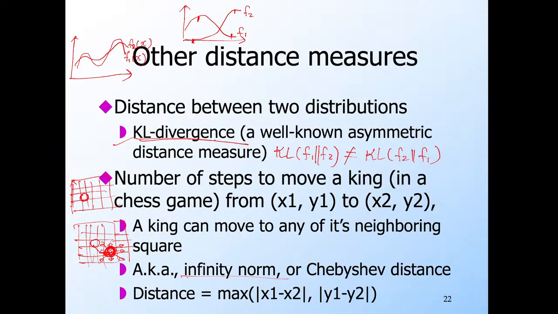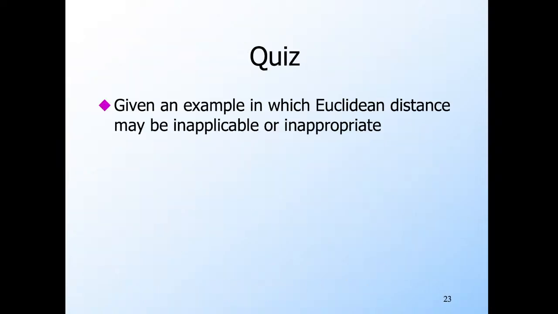L infinity norm. Okay, some quiz. Give an example in which Euclidean distance may be inapplicable or inappropriate. Inapplicable means that Euclidean distance just cannot be used. So we just gave one example, right? How to define the distance between two sets.